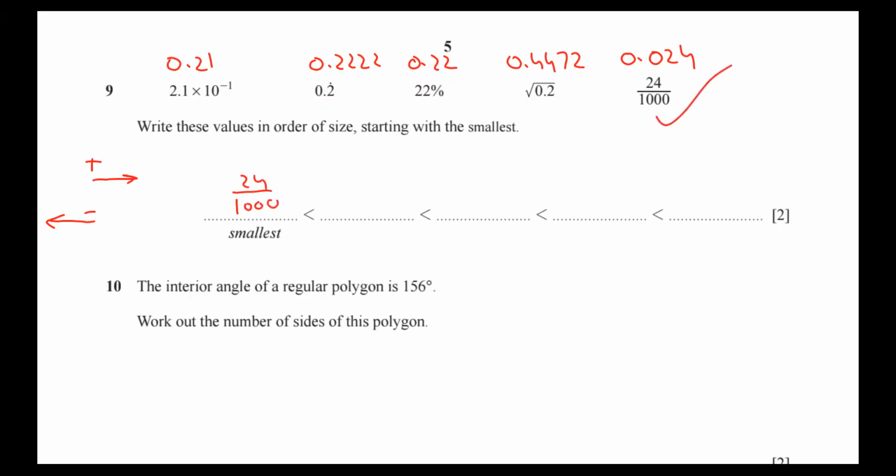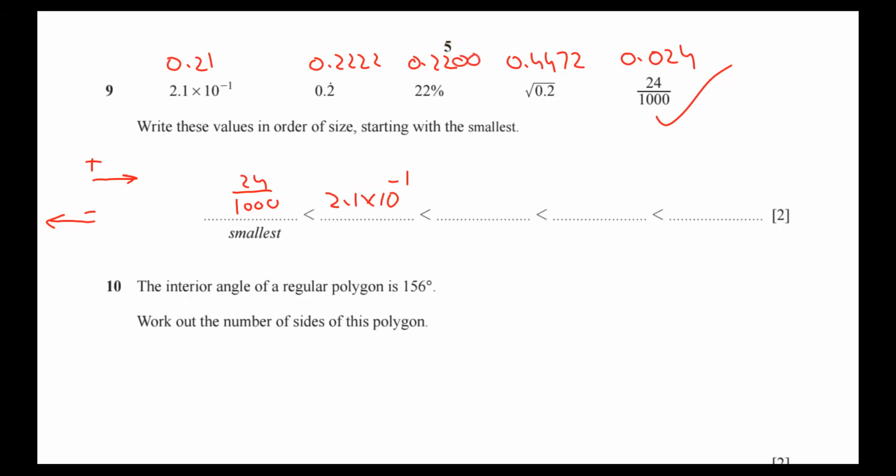Now let's talk about the second smallest number. 0.4 is bigger than 0.22, so that one is not the smallest. After that, the next smallest number is 0.21, and I am going to write 2.1 times 10 to the power negative 1. So this point is also clear. After this, we go to the next point, and we have decided on these two numbers.